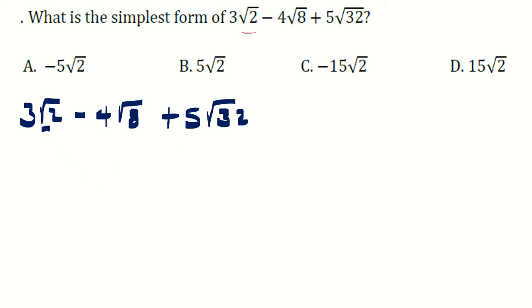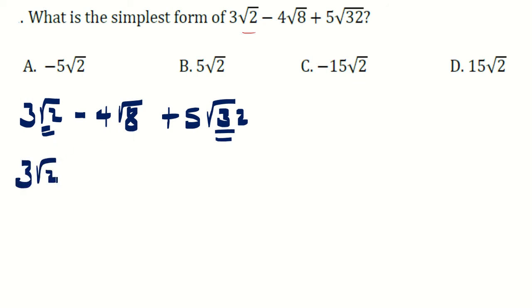Here is root 2, this is root 8, this one is root 32. They are almost unlike. If this is x, this is y, and this is z, like different variables, because the number found in the square root is not the same. But we can make the same number: square root of 8 can be expressed in terms of root 2. Okay, let's do that one.